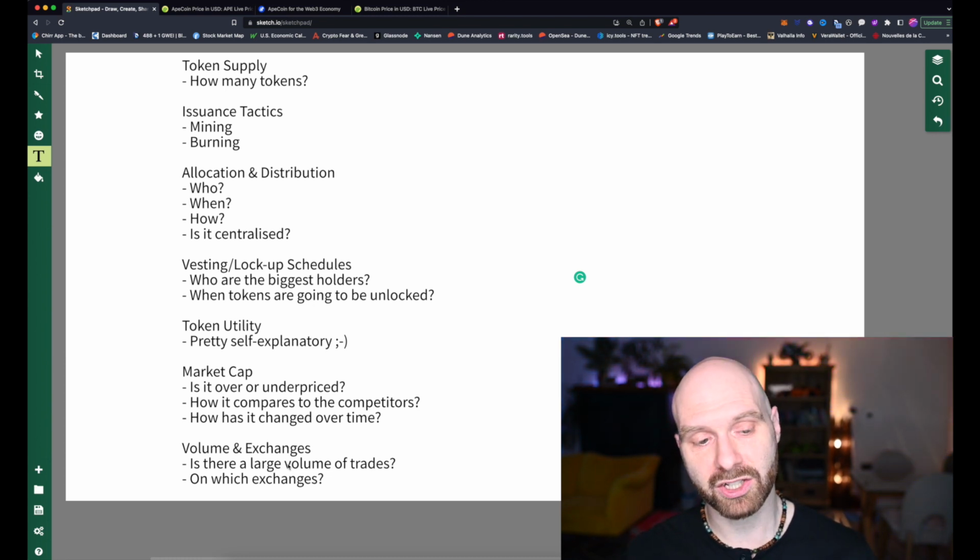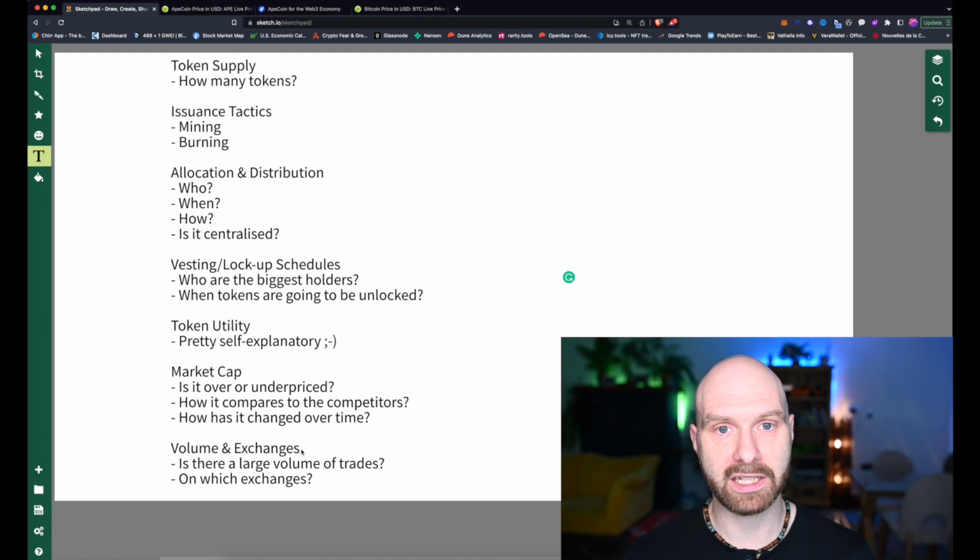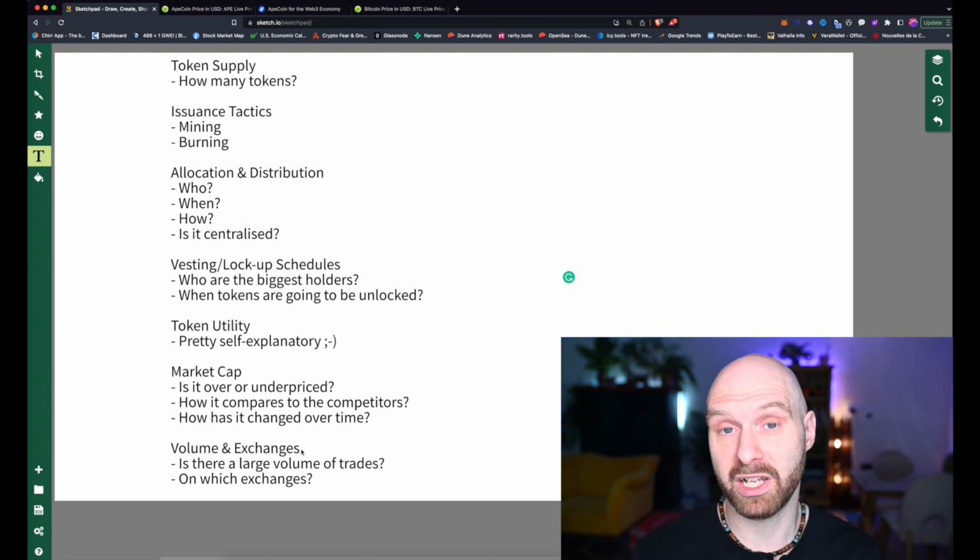And also on what exchanges that particular token is actually traded. Are those well-known exchanges? It doesn't matter whether they're centralized or decentralized. We've seen recently that well-established centralized exchanges can go down literally in a matter of days. But it's important to see where those tokens are being traded.